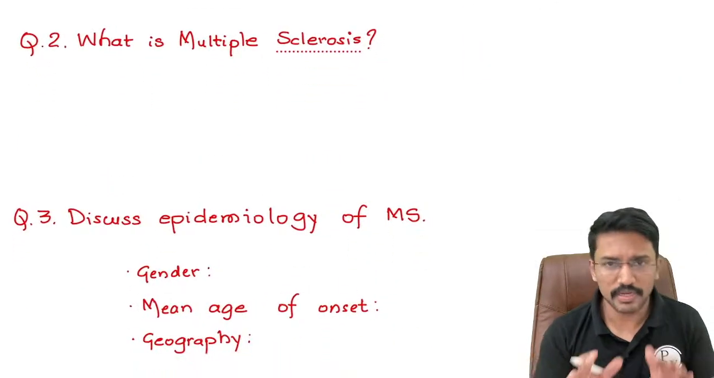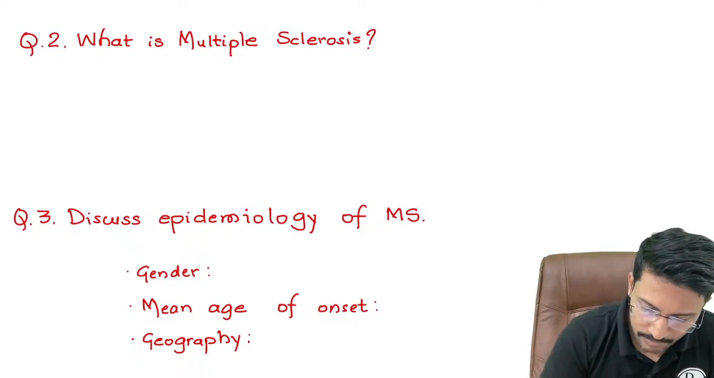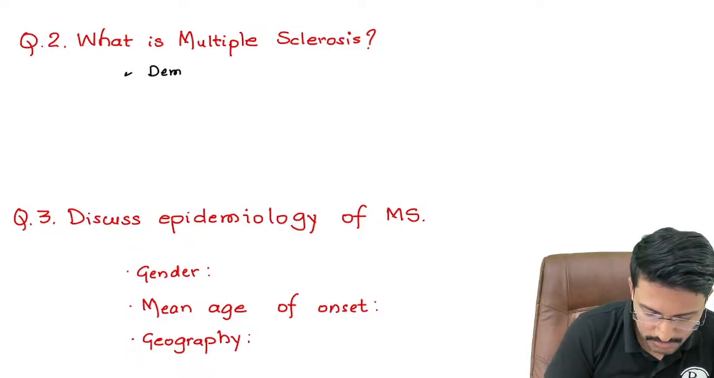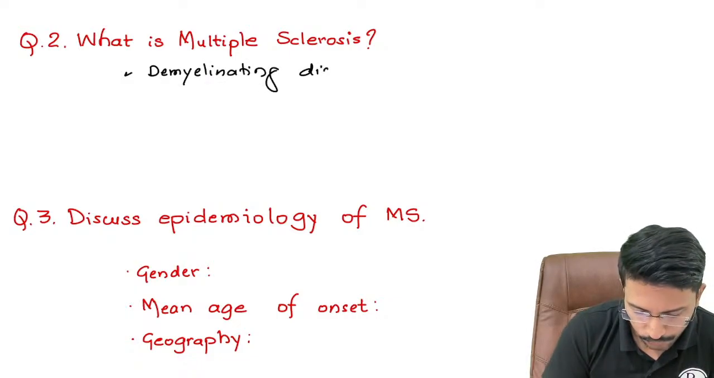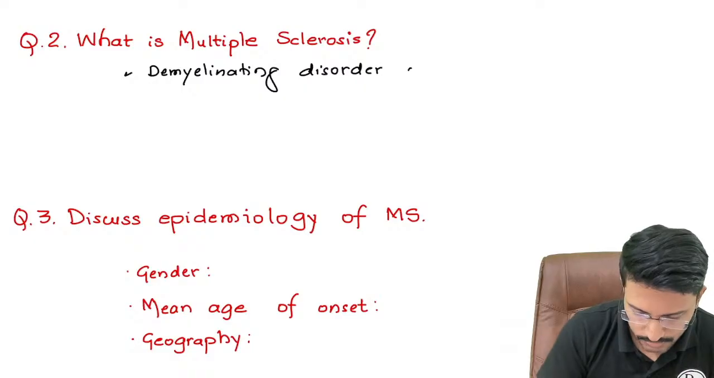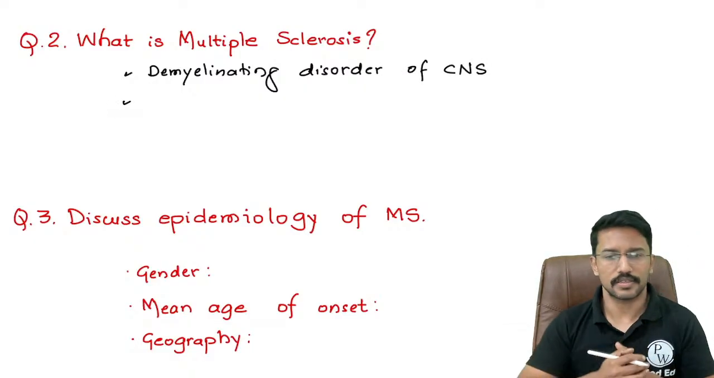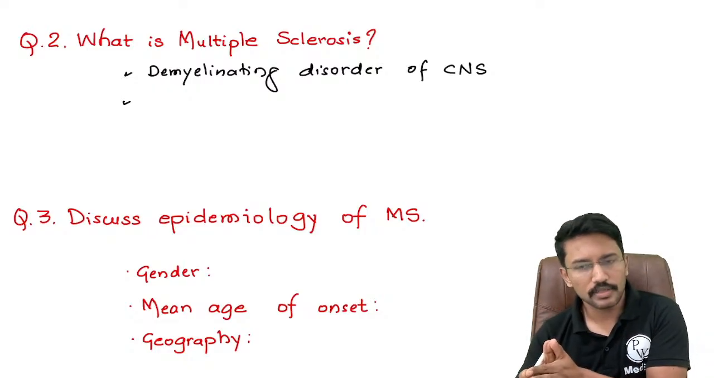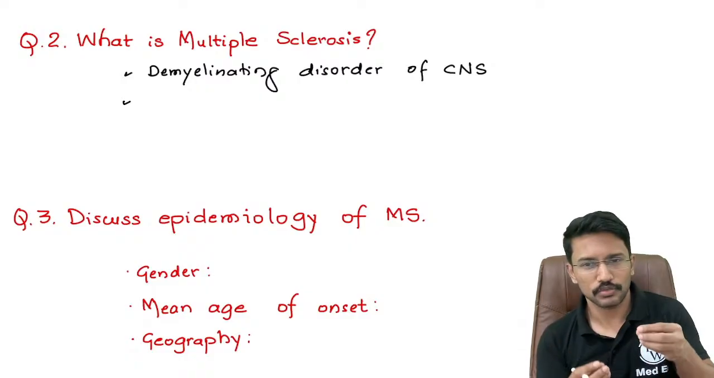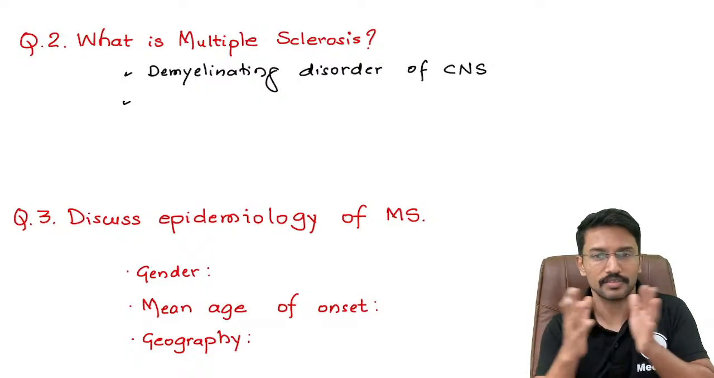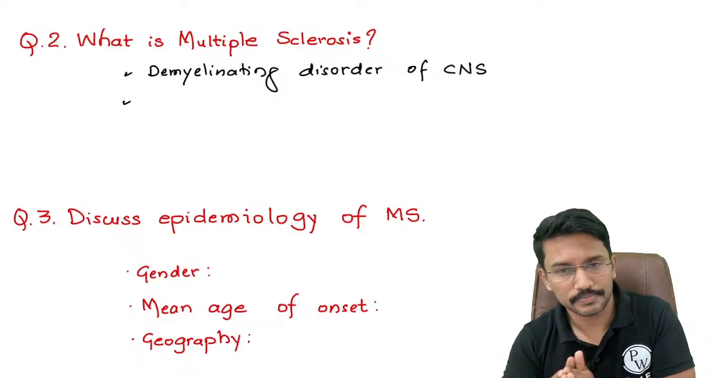Multiple sclerosis. What is multiple sclerosis? Number one, we have already learned that multiple sclerosis is a demyelinating disorder of the central nervous system. Okay, clear, understood. Second thing, what causes it? Is it an infective disorder? Is it a traumatic disorder? Is it because of some road traffic accident? Or because of some particular virus infection? Or is it because of an autoimmune pathology? What kind of disorder is it?